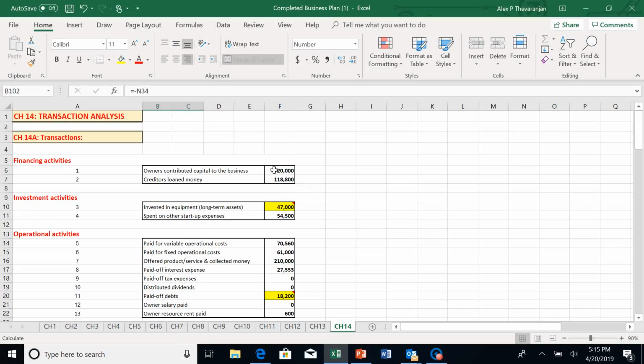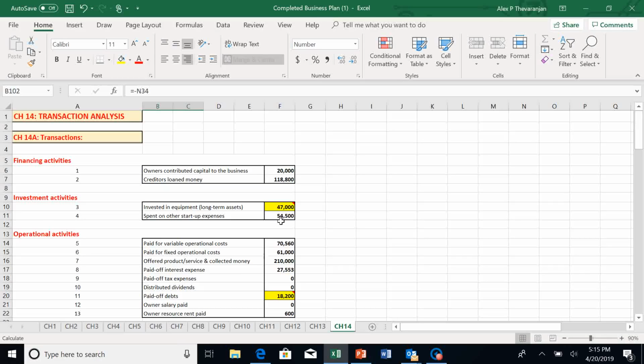Then what do you do with this money? You go and invest it. Invest in long-term assets, the logo printing machine and the furniture. But there are also other startup expenses that cannot be resold, so they must be expensed. So that's 54,500. That's the startup phase.